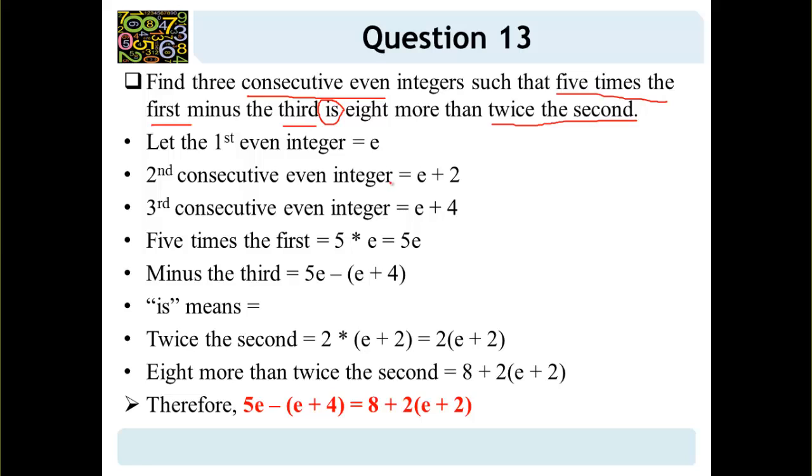So twice the second means 2 times (e plus 2), right? Which is this. Then 8 more than twice the second means you add 8 to it. So once you get this, you now have that 5e minus (e plus 4) will be equal to 8 more than twice the second: 8 plus 2(e plus 2).